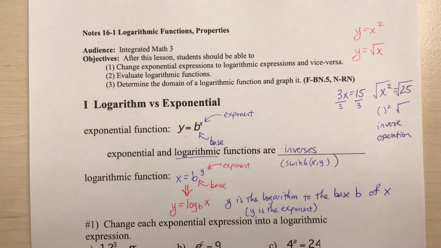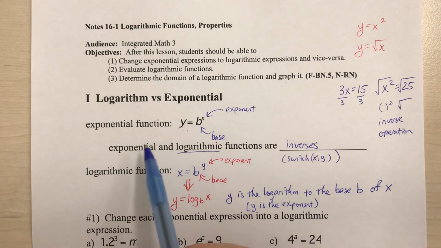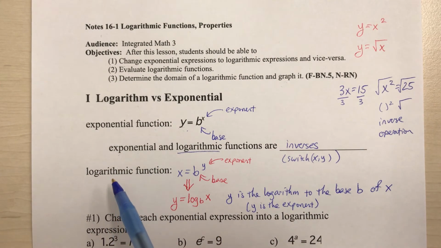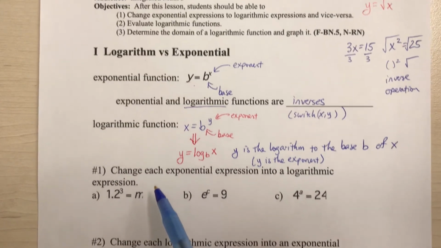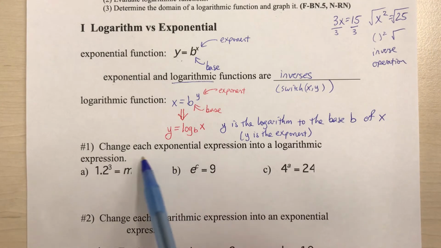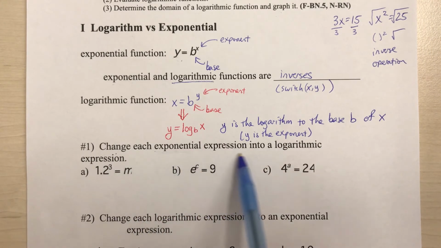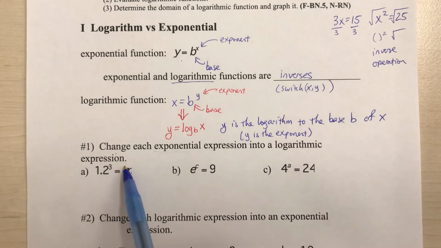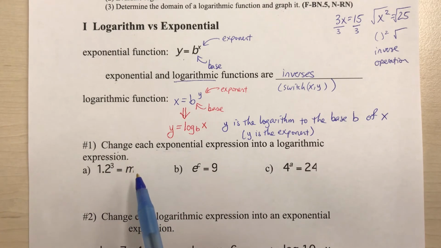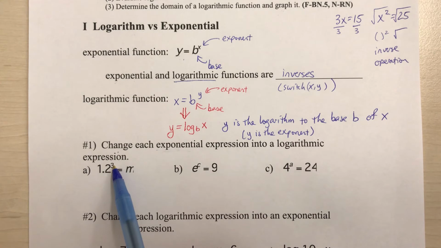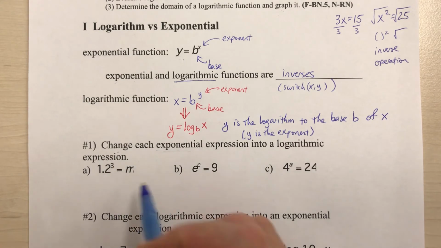So what I want you to understand here is that a logarithmic function is just another way to write the exponent. If we are evaluating this, what we're trying to find is the value of the exponent. All right, so let's do a couple examples here. Change each exponential expression into a logarithmic expression. Okay, so we've got 1.2 raised to the third is equal to m. That variable is an m.